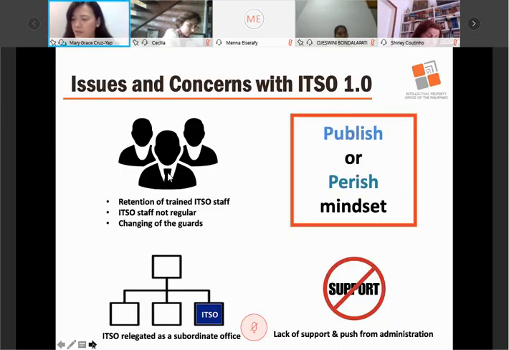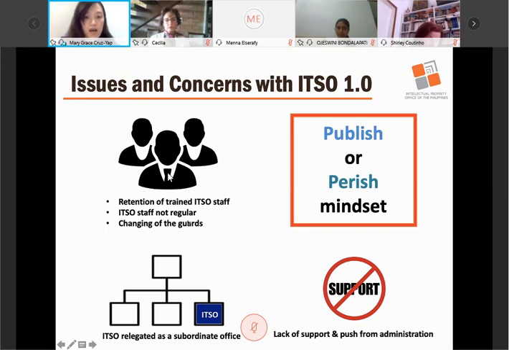Well, if I may just go back to what Oji and Mena discussed earlier, they've already given us a window into the problems that beset tech transfer offices. Mena identified some problems encountered by the researchers themselves, and Oji identified challenges that are internal to the structure of the TTO, the Tech Transfer Offices. It's the same here in the Philippines. These are some of the common issues and concerns under the ITSO 1.0.